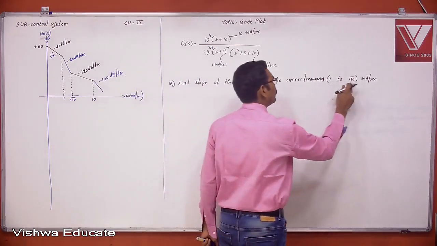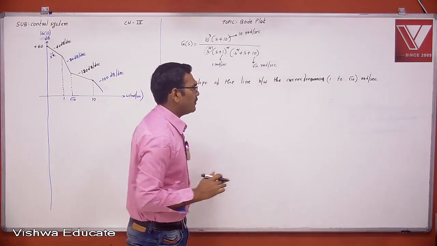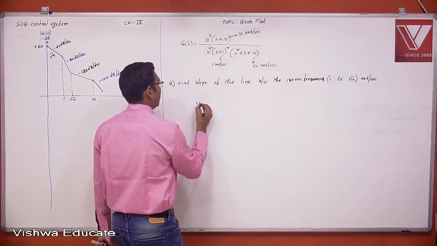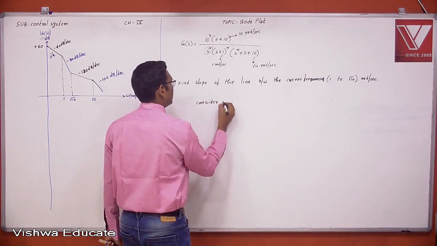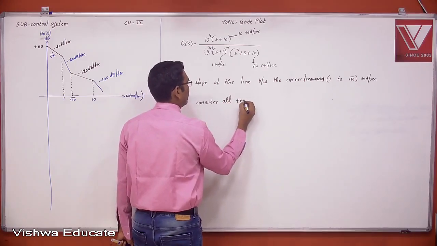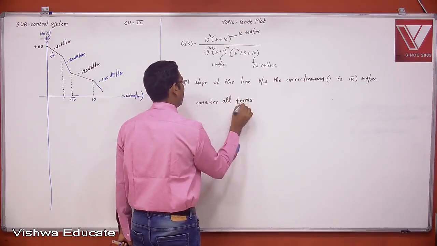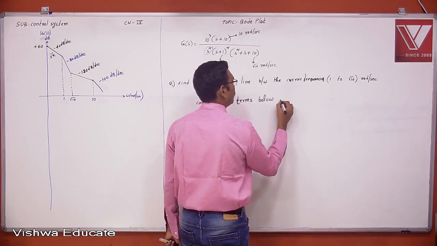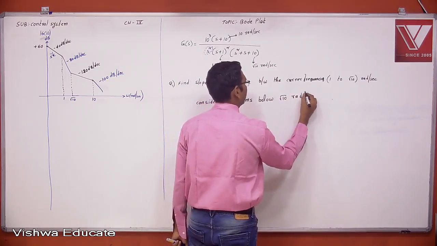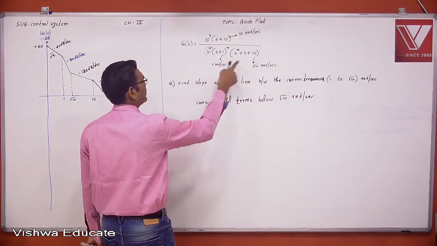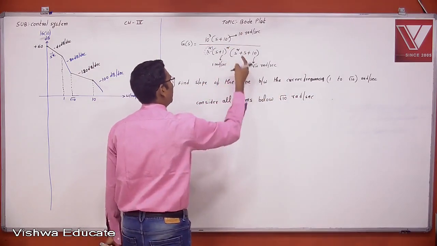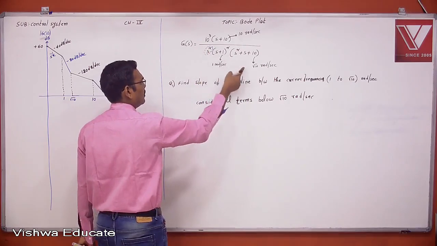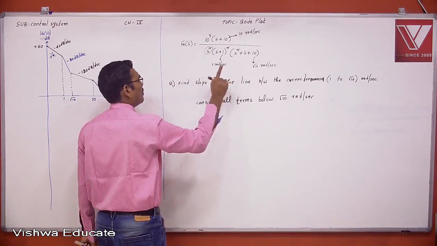Now in between these two frequencies, what is the highest corner frequency? Now 1 and root 10. Root 10 is the highest corner frequency. Now here consider all poles, consider all zeros. I am using the words consider all terms, meaning all poles, all zeros below root 10 radians per second. The corner frequencies are 1 radian per second, root 10 radians per second, 10 radians per second. Below root 10 means 1 and no other corner frequencies, right? Now below root 10 radians per second, consider all poles and all zeros.